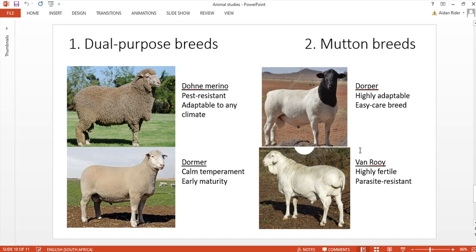Then secondly is your Van Rooy. Van Rooy is actually the surname of the guy who invented them or created them. You can see they look very interesting, kind of funny flab pieces on the butt area, dewlap under the neck, and also the big chest area. So this guy is highly fertile, lots of babies, because we want them for meat, meaning we can sell them or have more meat available. Then they're also very parasite resistant.